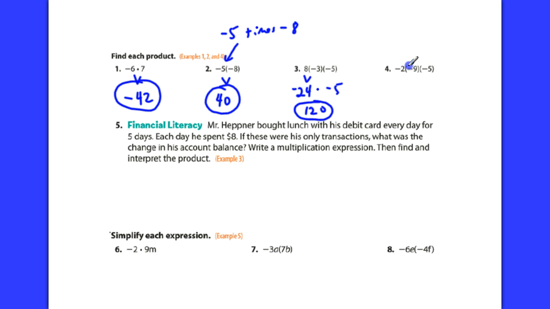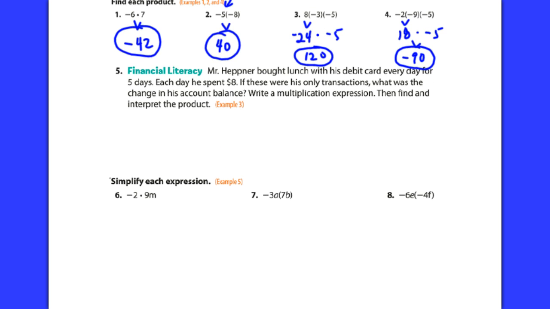Question number 4 says negative 2 times negative 9 times negative 5. Again, the reason it's multiplication is because of the way the parentheses are set up there. So if I multiply that, just go left to right. Negative times negative is positive 18 times negative 5. Now you have a positive times a negative, 18 times 5. So determine that it's negative. 18 times 5 is 90. And you got it.